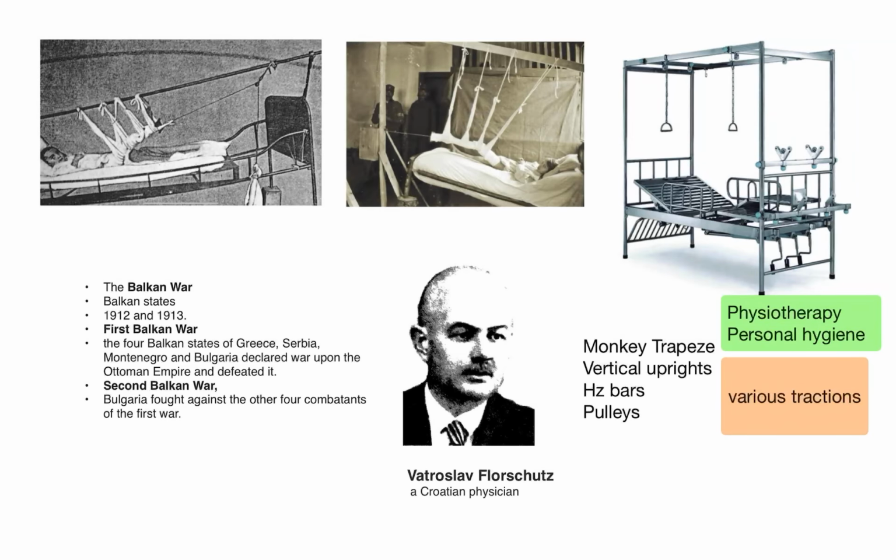Balkan's frame. It was described by Vatroslav Florsuch, a Croatian physician during the Balkan Wars. It consists of a monkey trapeze, vertical uprights, horizontal bars, and pulleys. Monkey trapeze is used for physiotherapy and personal hygiene, whereas vertical uprights, horizontal bars, and pulleys are used for various traction. What are the various tractions you can think of that can be applied through Balkan's frame?